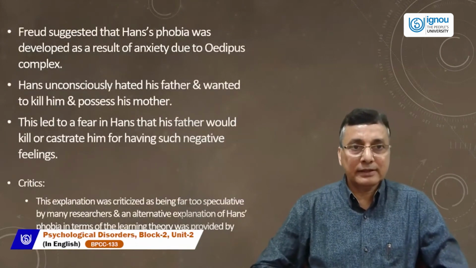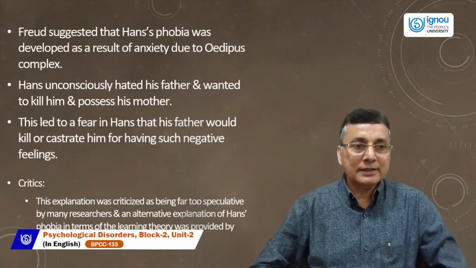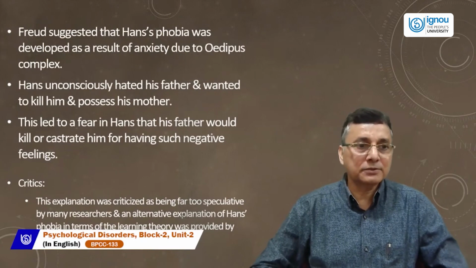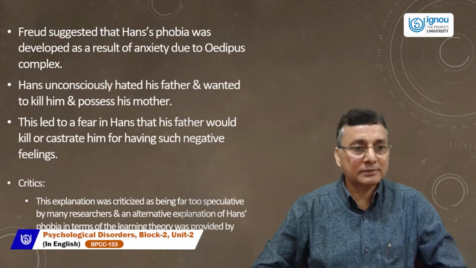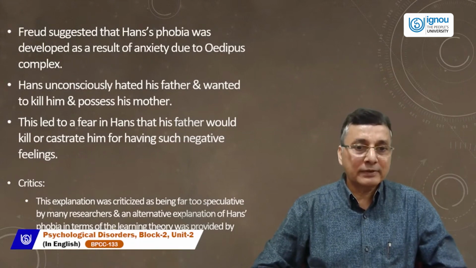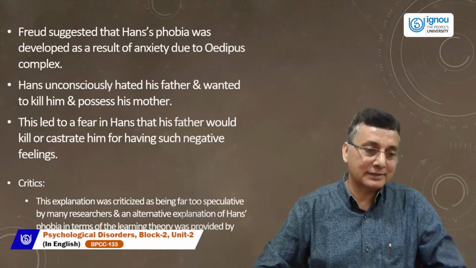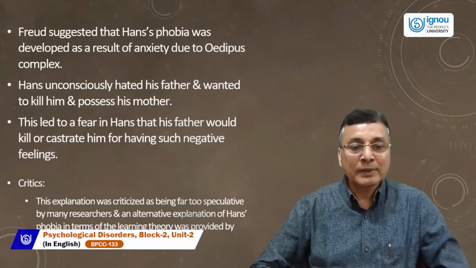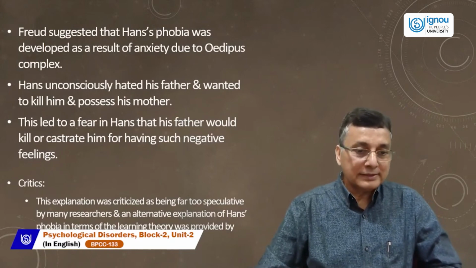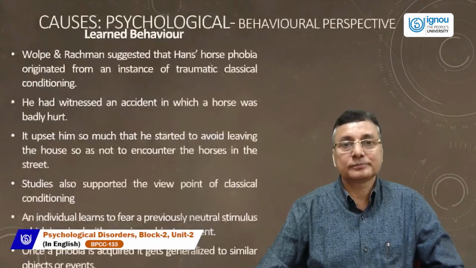Freud suggested that Hans' phobia developed as a result of anxiety due to the Oedipus complex. Hans unconsciously hated his father and wanted to kill him and possess his mother. This led to a fear in Hans that his father would kill or castrate him for having such negative feelings. But there are lots of criticisms of psychoanalysis. One is that this explanation was criticized as being too speculative by many researchers, and an alternative explanation of Hans' phobia in terms of learning theory was provided by behavioral theorists.